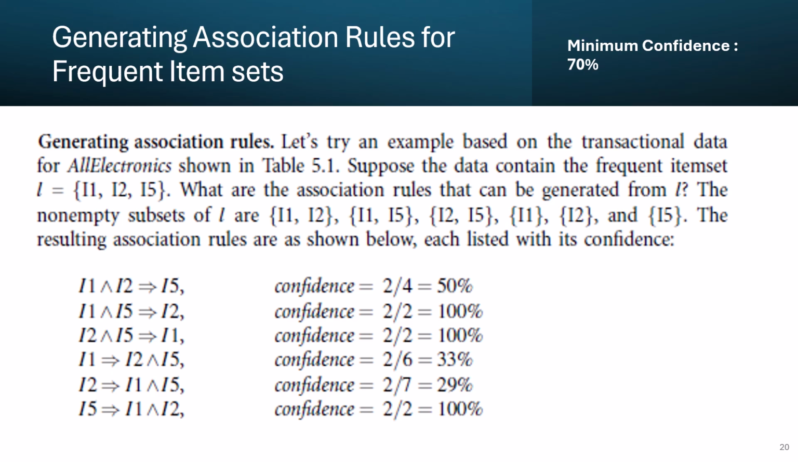I1 and I2 then gives I5. That confidence is 2 by 4, 50%. Likewise, for all the subsets, we find the confidence: 50%, 100%, 100%, 33%, 29%, and 100%.